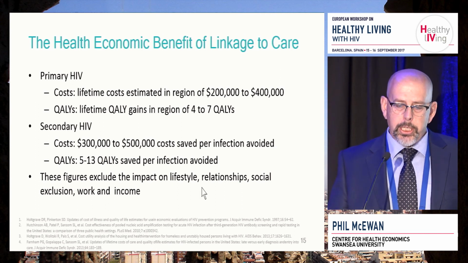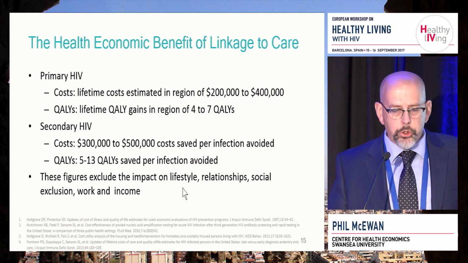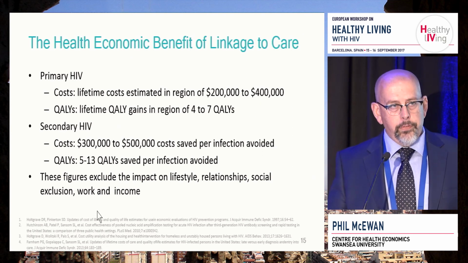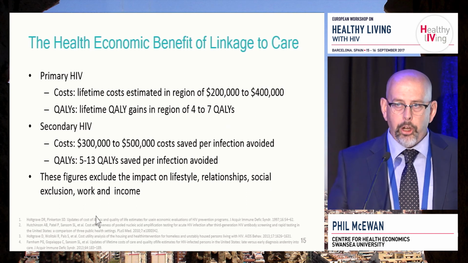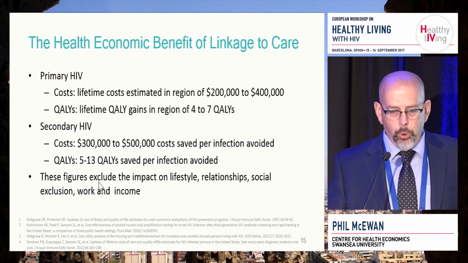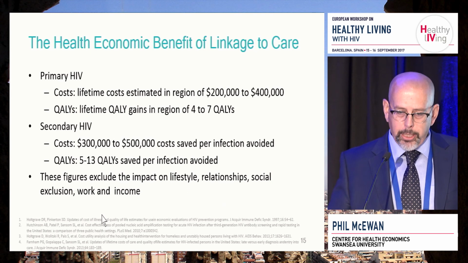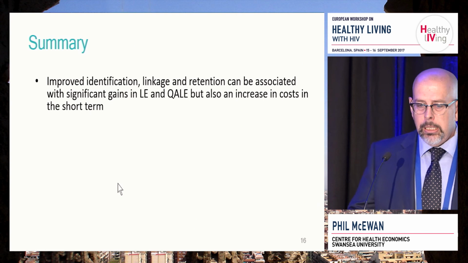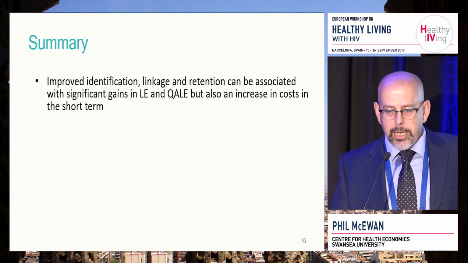But none of these figures take into consideration things like the impact on lifestyle, relationships, social exclusion, as well as work and income. And so we haven't looked at the effects of HIV in these slides on the broader macroeconomics, gross domestic product, and so on. Obviously, HIV disproportionately affects poorer patients, in particular their ability to supply labor, so a tremendous impact on that front as well.